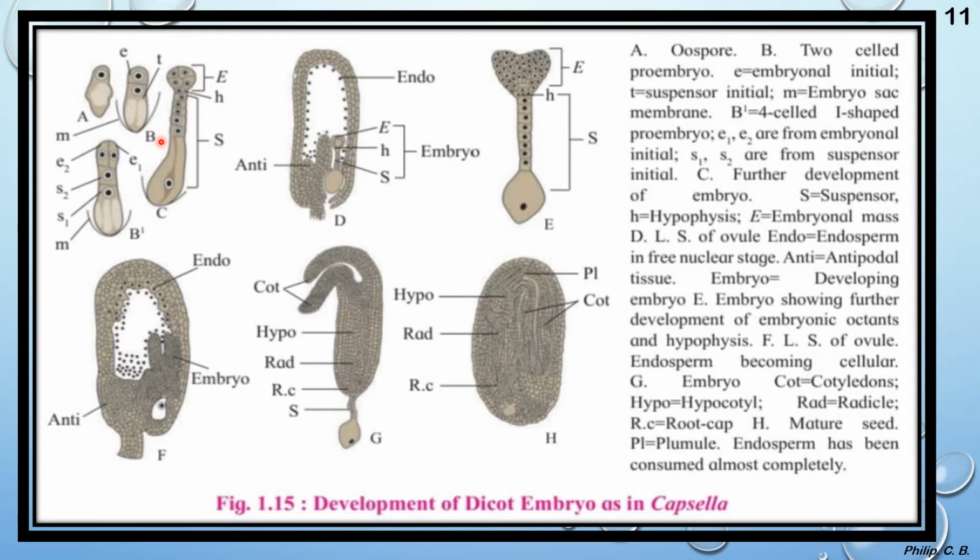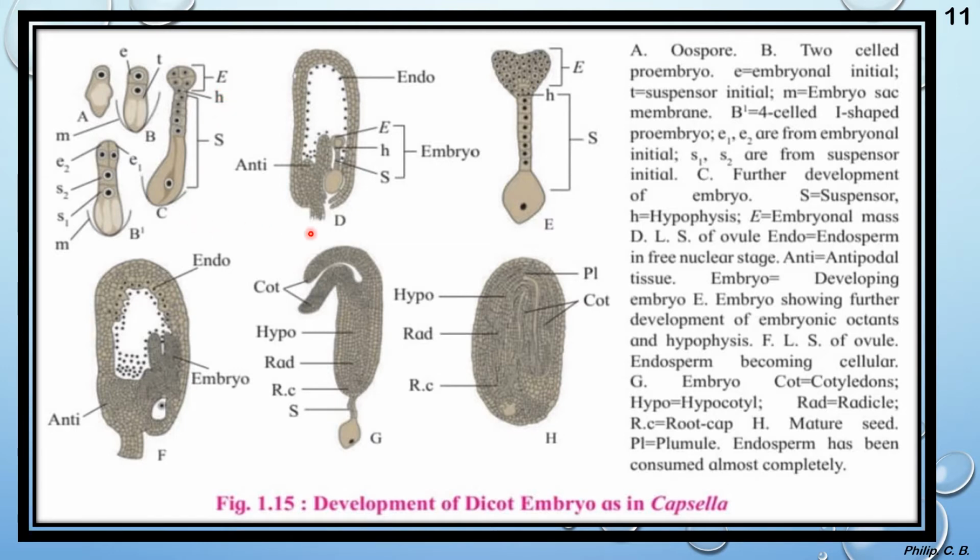So different labels are given to identify. Then the C part is the further development of embryo. In that case, S is the suspensor, and H is the hypophysis. E is the embryonal mass.